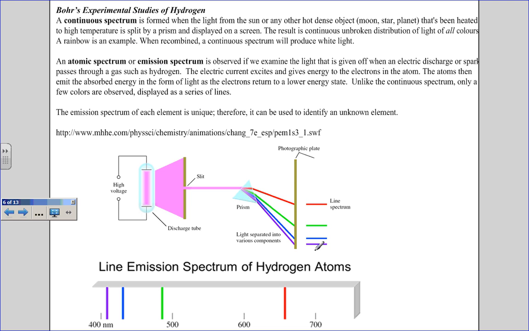Now for hydrogen, we don't see all the colors of the rainbow. We only see these very specific lines. So we call this a line spectrum, or an atomic spectrum. And this is much like a fingerprint. Hydrogen will always produce the same color of purple, and therefore will always result in the same line spectrum. So we can use this to identify unknown elements. Now this little animation here, I encourage you to watch, because it shows you where these different colored lines come from, which we're going to discuss next.